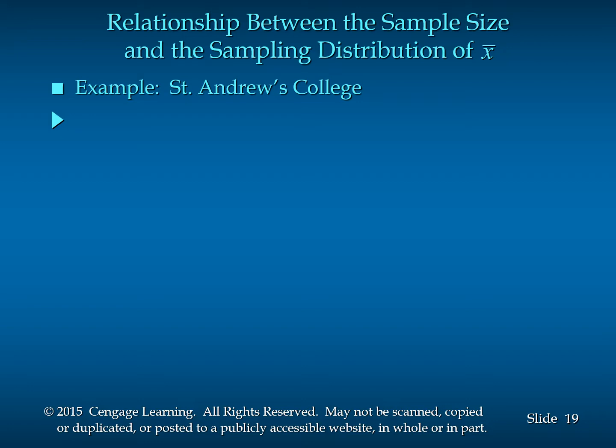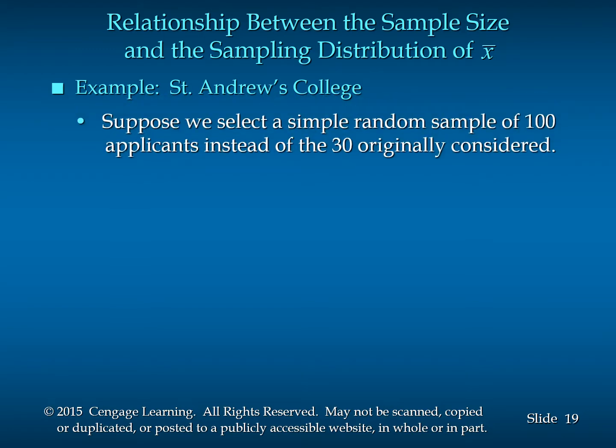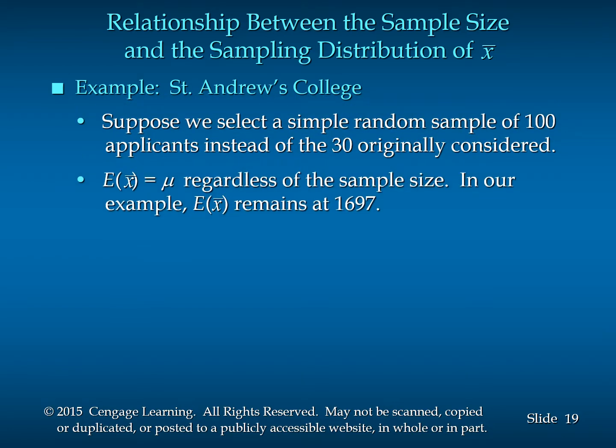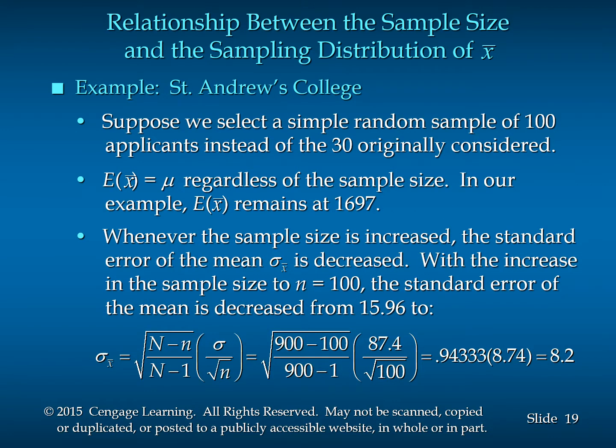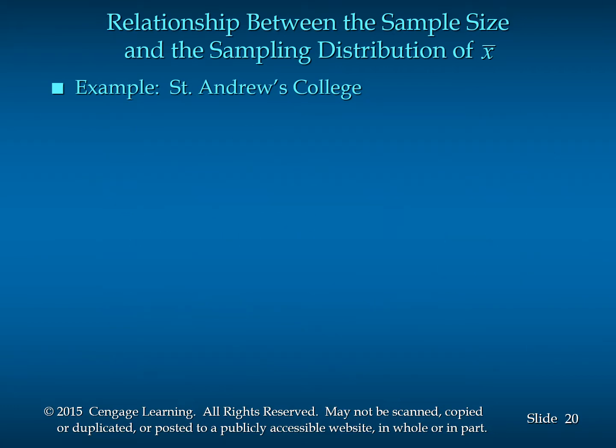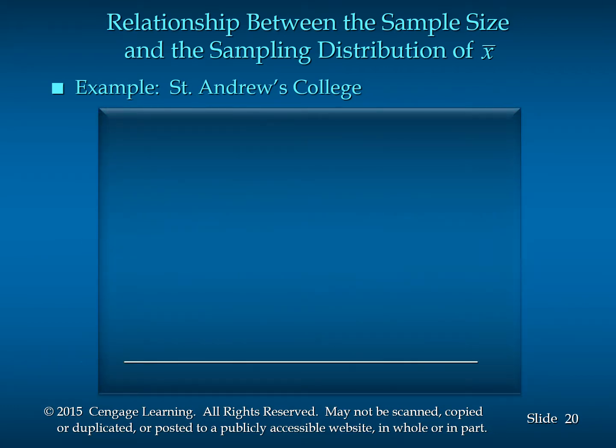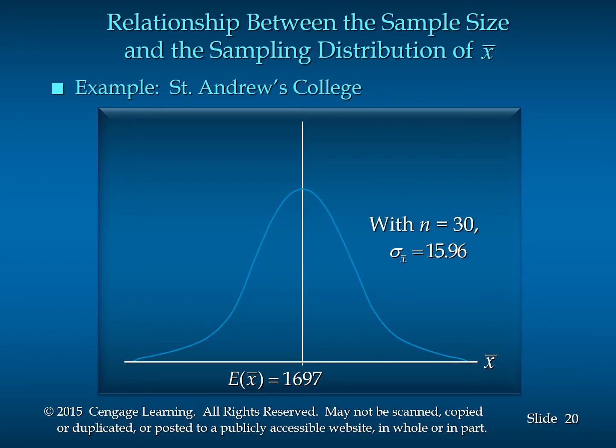If you remember the formula for the standard deviation of the sampling distribution of the means, also called the standard error of the mean, you will note that the denominator is the square root of the sample size n. Therefore, as sample size increases, the standard error will decrease. So using our example, if we increase our sample size from 30 to 100, what happens to the standard error? You can see that it decreases from 15.96 to 8.2. Therefore, our sampling distribution of the mean gets narrower with a larger sample size.